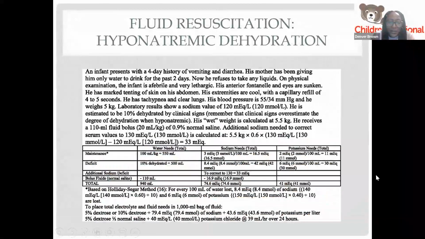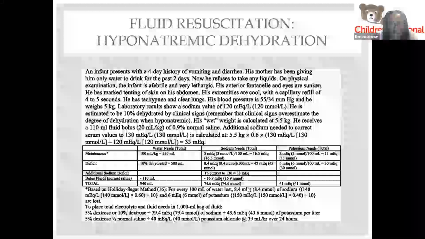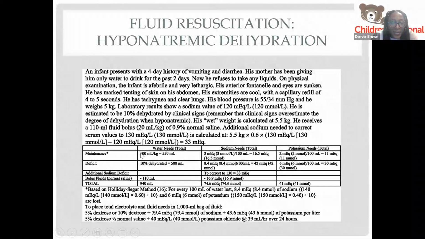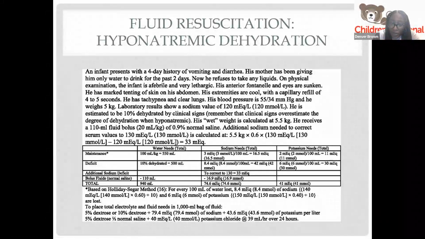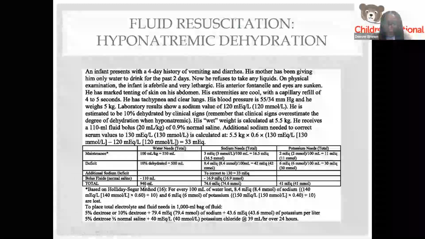So in the end, when we calculate this last line that says total, we're going to add up our maintenance water needs. We're going to add up our deficit because we're 10% dehydrated. We will subtract out the fluid that we got from our bolus at 110 mLs. And that means for this baby, his total water needs in a 24-hour period would be 940 ml.